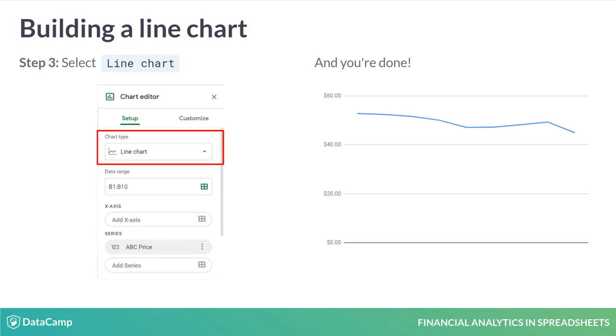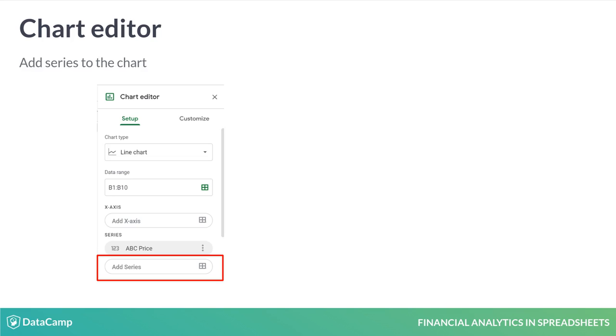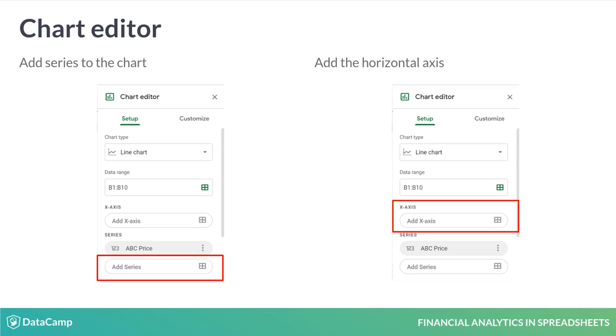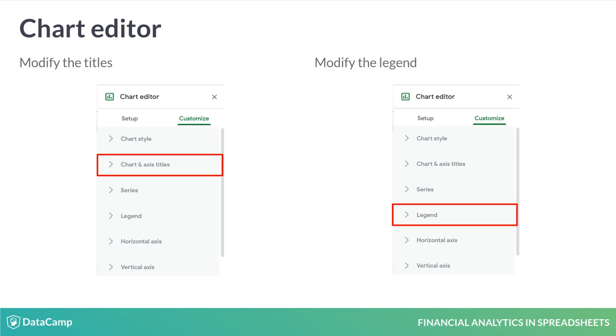The chart editor is like the palette for a painter. You can use it to improve your graph and make it more detailed, nicer, and more informative. The chart editor is composed of two sections. The first section is Setup, where you can add series to your graph. For example, you can include historical prices of other stocks for comparison purposes. Or you can display the dates corresponding to each price on the horizontal axis. The second section is Customize, where you can modify the titles, the legend, and other graphical parameters.